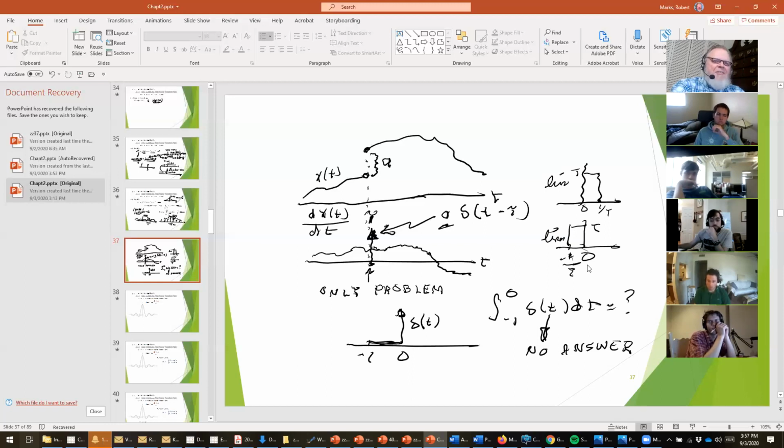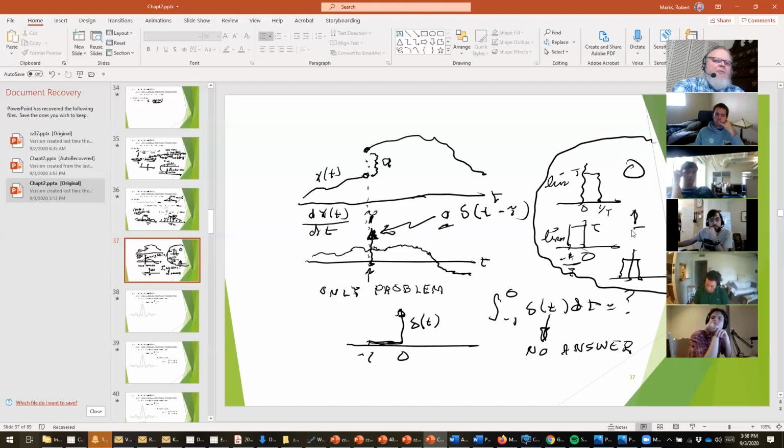If I define it the way we initially did, centered about the origin, it would be a half, right? So all of these give different answers. This one gives a value of 0. This one gives you a value of 1. And if we use this one, we get a value of 1/2. So the point is that this has no answer. The only problem I've ever encountered with Dirac deltas is when they exist at the end point of an integration.